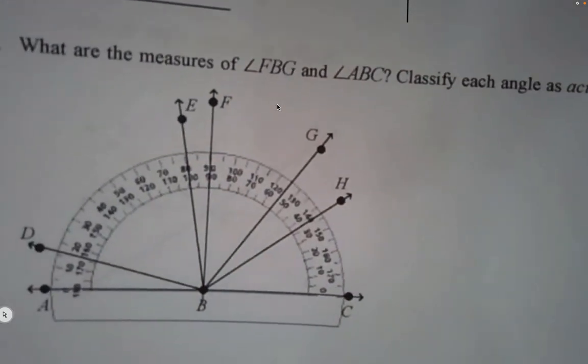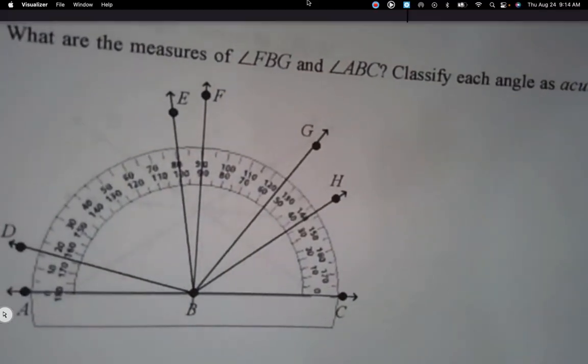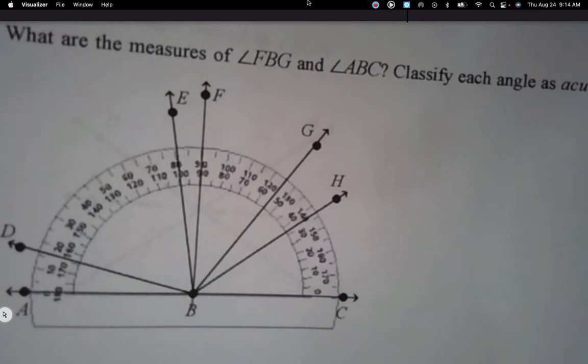Okay, numbers. We can get it good enough. If y'all can't see a number, come ask me tomorrow. What's this number? Okay, and I'll tell you. F, B, G, and A, B, C. What are the measures? And then classify them. So, if I have F to B to G, I'm going to go from here to here to this way.